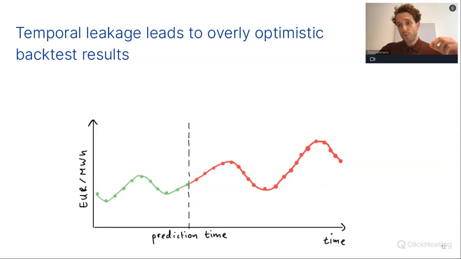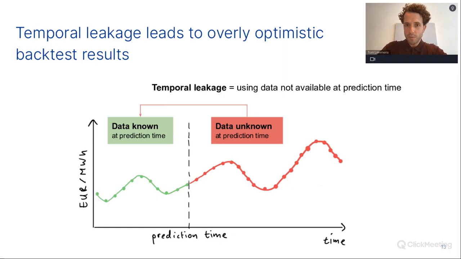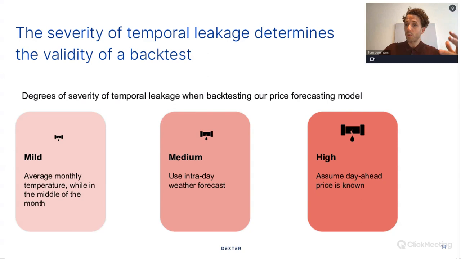Now, I want to introduce a concept which is called temporal leakage, which essentially means that you use data in your prediction which is not available to you at prediction time. By using data essentially from the future, the results you get from your backtest will be inherently overly optimistic, because you would have used data that is more information rich, but that would not have been available to you. Now, there are different degrees of severity, and the more severe the leakage, the bigger the impact on your results, right?